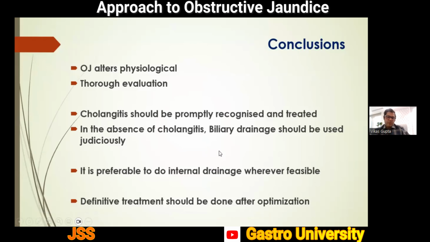And so to conclude, obstructive jaundice alters the physiological state of the patient. Thorough evaluation and characterization is important. Cholangitis should be recognized promptly and treated. In the absence of cholangitis, biliary drainage should be used judiciously, and it is always preferable to do the internal drainage wherever feasible, and definitive treatment has to be carried out as per the underlying disease etiology.